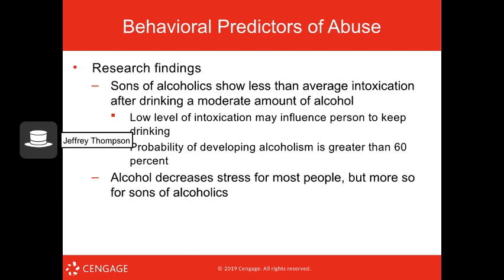So, some fun research findings. If you are the son of an alcoholic, you are more than likely going to show a lower than average intoxication after drinking a moderate amount of alcohol. So you can drink more and get less drunk. Lower levels of intoxication might influence you to keep drinking.